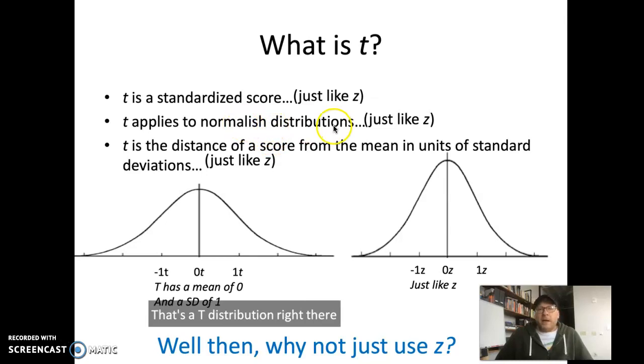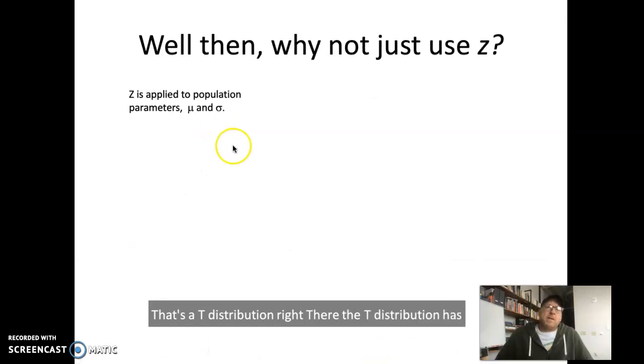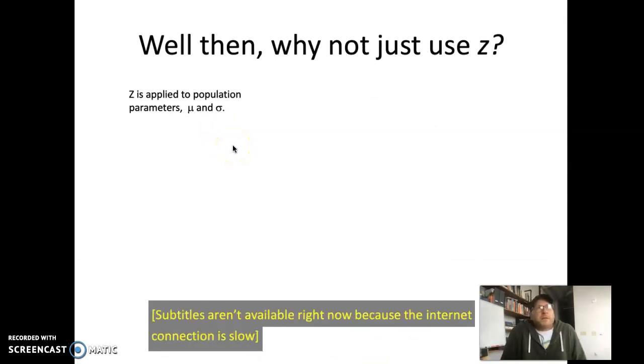Well, I want to take you way back to when we first talked about dispersion and variability to kind of explain that. First of all, z is applied to situations where we know a population, and so we would have mu and sigma. And if you remember when we did our z-test, we used the population here, we were able to calculate the mean and standard deviation of that.